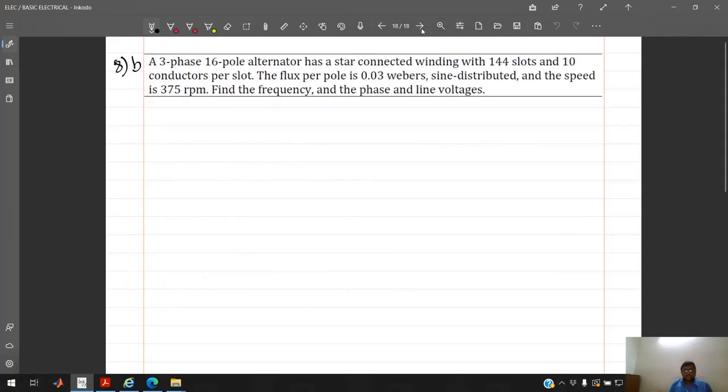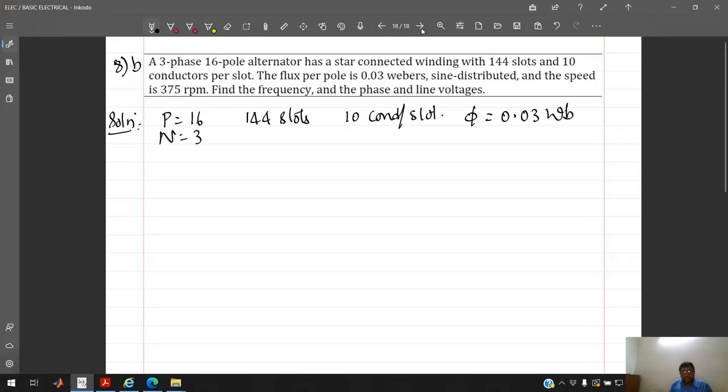Coming to the next problem, that is 8b from module 4. So a 3-phase 16 pole alternator, so P is equal to 16, has a star connected winding with 144 slots and 10 conductors per slot. So you have 10 conductors per slot. The flux per pole is 0.03 Webers and the speed is 375 rpm. You need to calculate the frequency and the phase, that is Ep is equal to question mark, EL is equal to question mark.